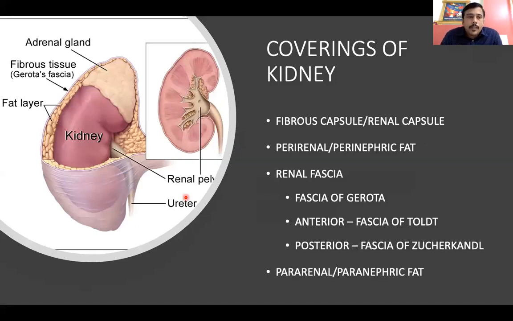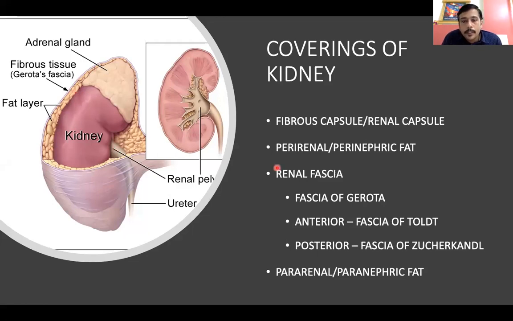So the kidney is actually covered by capsules. Generally we name it as renal capsule, but it has different layers. The first layer from inside to outside is the fibrous capsule or just the renal capsule. It's also known as the true capsule of the kidney. Then outside to that we have the perirenal or the perinephric fat. So just on the surface of the kidney you will find the renal capsule or the fibrous capsule, and just outside to that we have the perirenal or the perinephric fat.